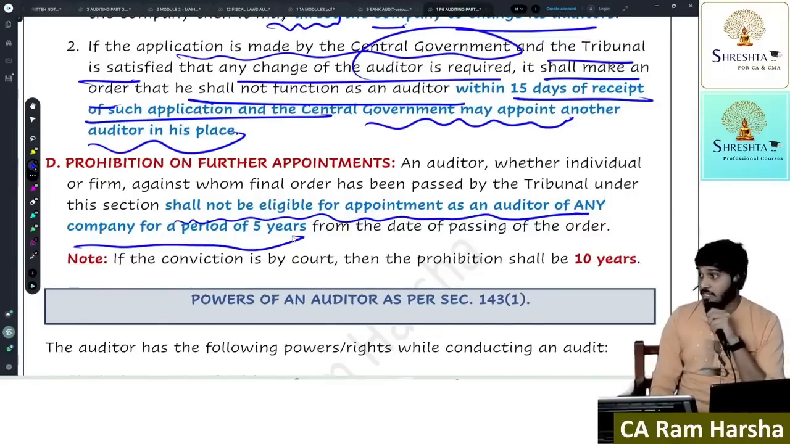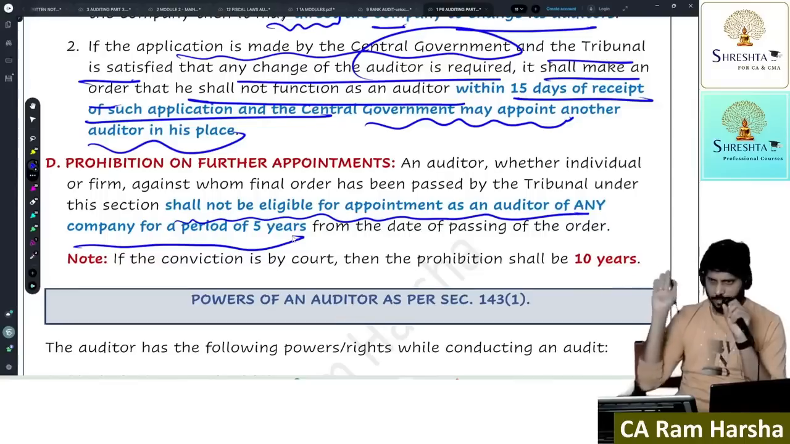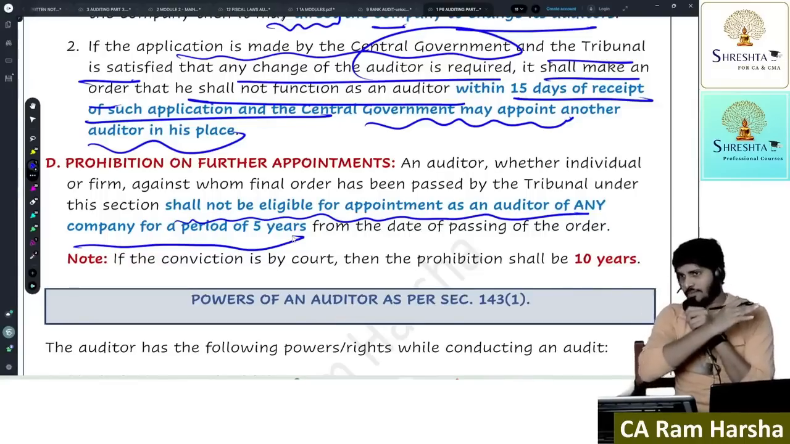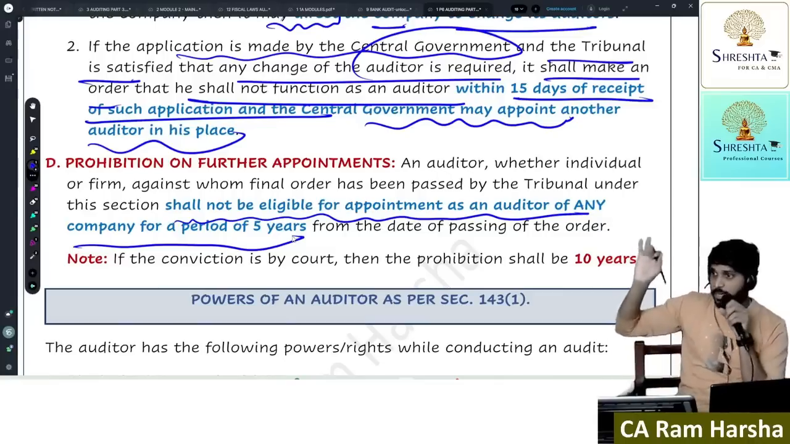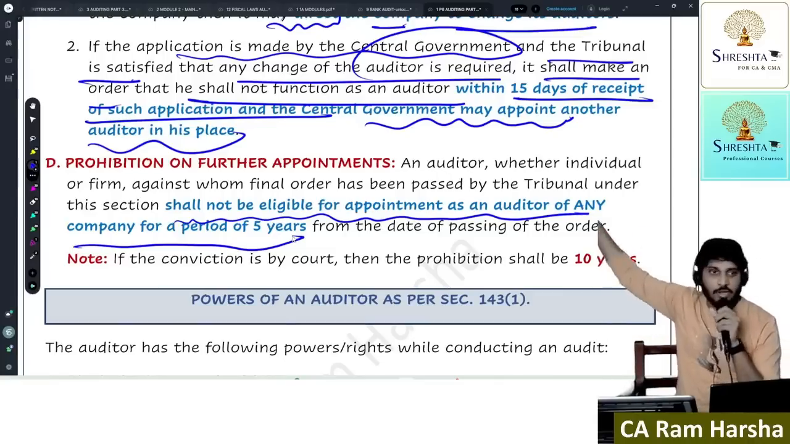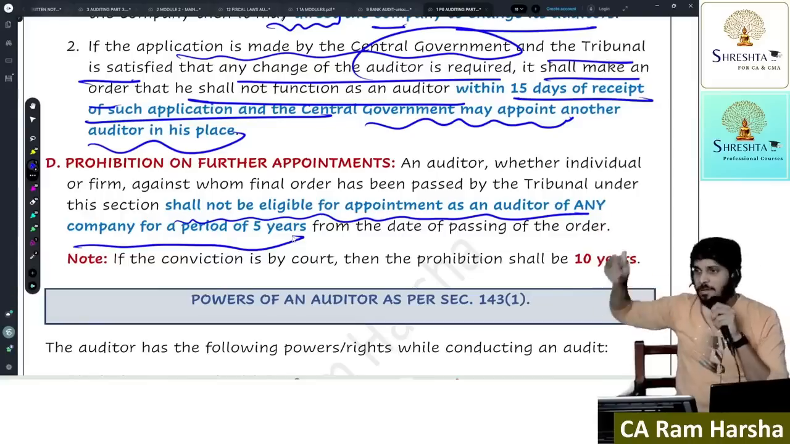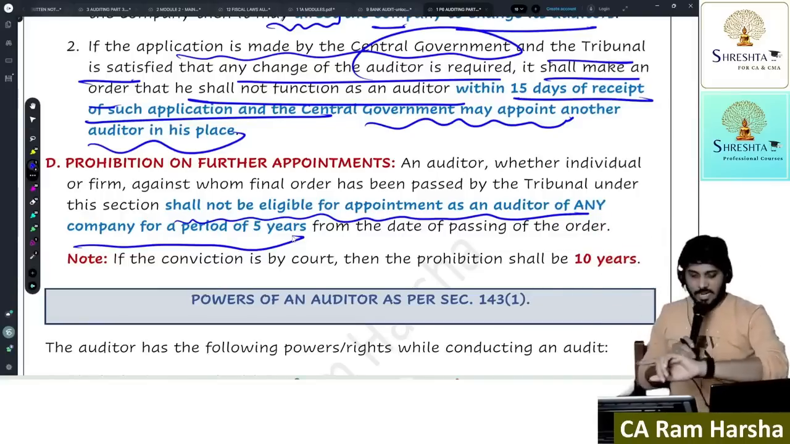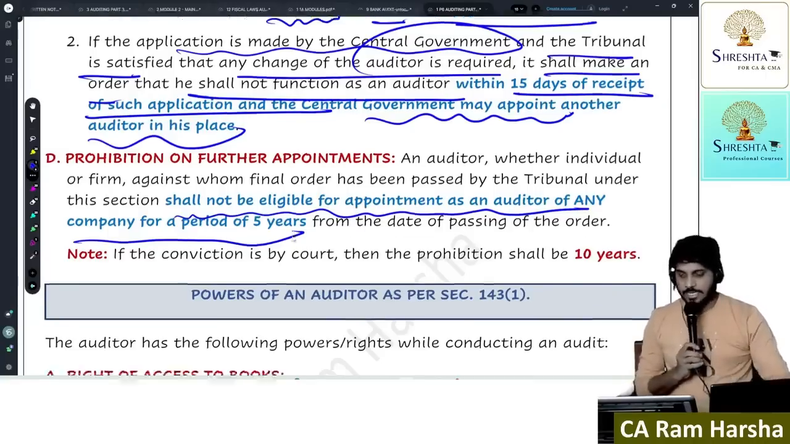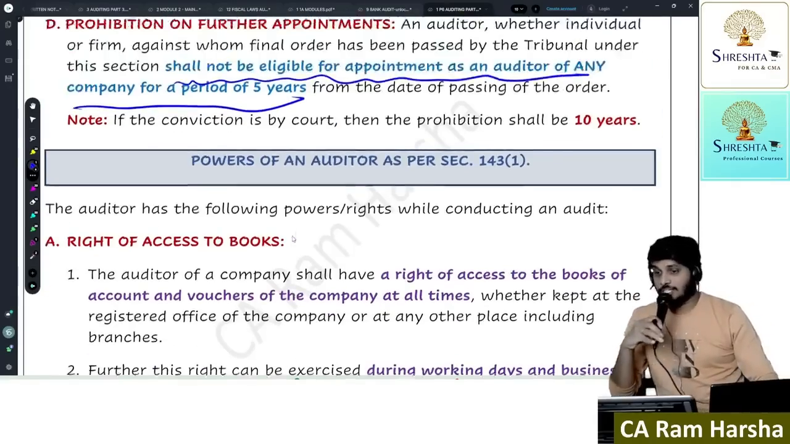The firm itself is disqualified for 5 years for all other companies. The firm against whom this disqualification order was made is disqualified for 5 years from doing statutory audit for any company, not only the company where you were removed. In every other company also you are disqualified for the next 5 years. But the firm can do non-audit services. Audit services they can't do. Able to understand. That's it. So that is regarding removal of auditors by the tribunal.